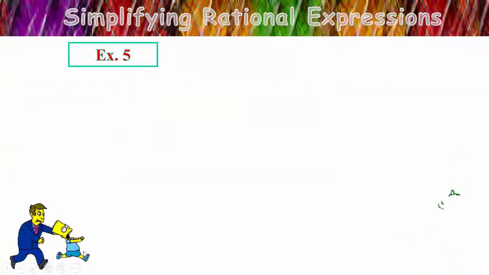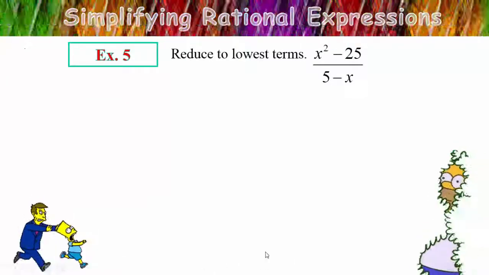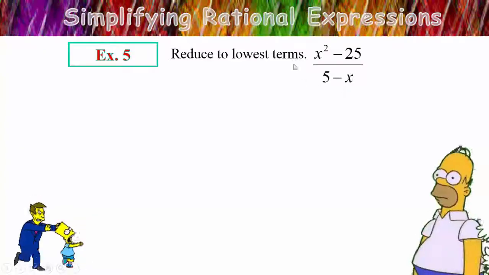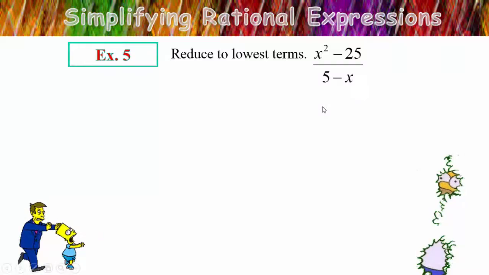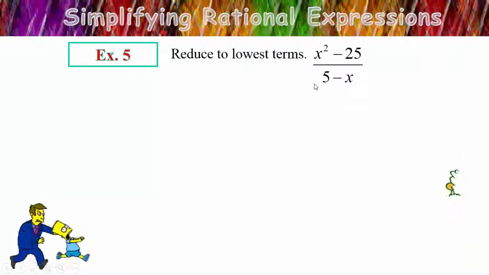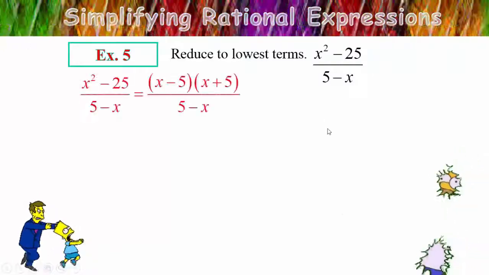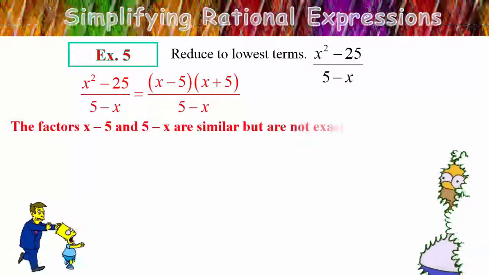So let's look at example number 5. Here we want to reduce this to lowest terms. Again, as I said before, we want to factor first. We don't want to start canceling things out before we factor, because that's a no-no. We don't want to kill any kittens. What I'm going to do is factor the top because it's a difference of 2 squares. And there I have it for the difference of 2 squares.